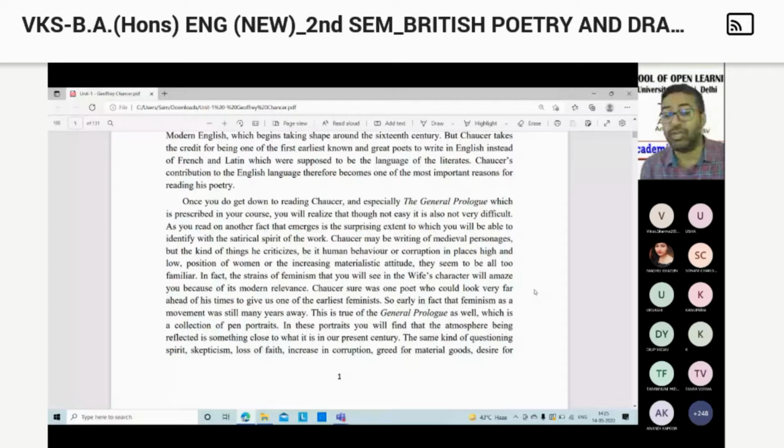As you read on, another fact that emerges is the surprising extent to which you will be able to identify with the satirical spirit of his work. So within it, there's a lot of satire. Satire means it criticizes. It criticizes certain tendencies, it criticizes certain occupations, it criticizes human beings, and criticizes certain things which are present within human beings which are not at all good.